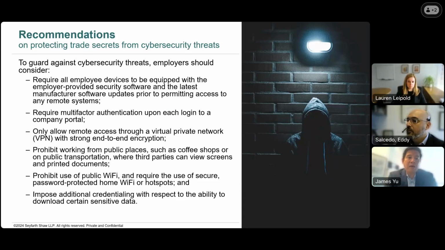But one thing I want to highlight is that it's particularly critical when employees travel to foreign countries where there may be an increased risk of corporate espionage or cybersecurity threats. You want to make sure that employees engaging in such travel are trained on appropriate protective measures.